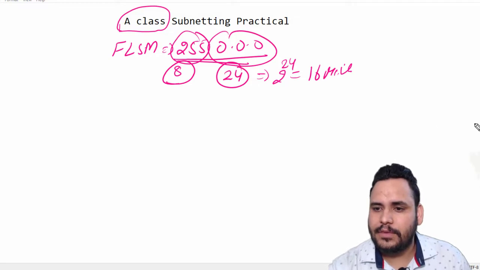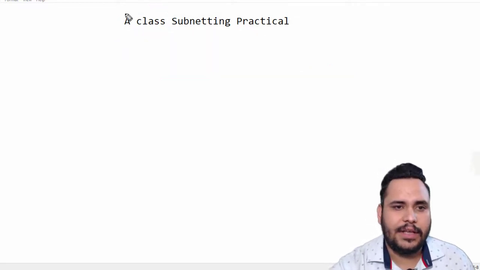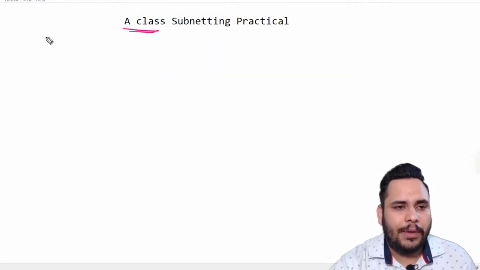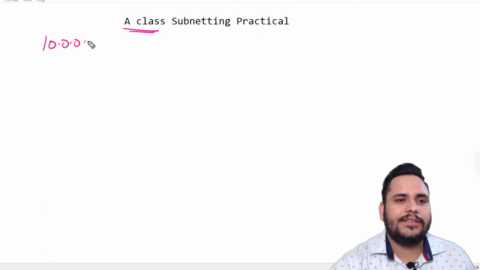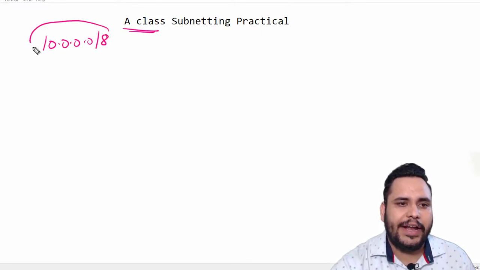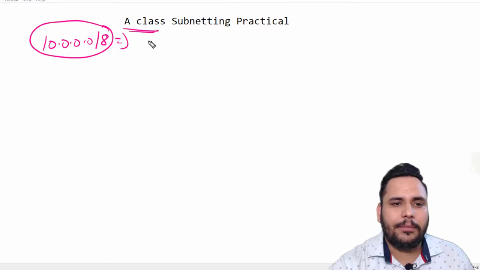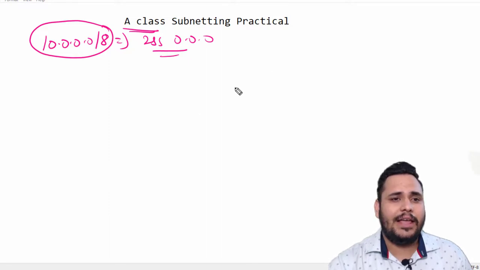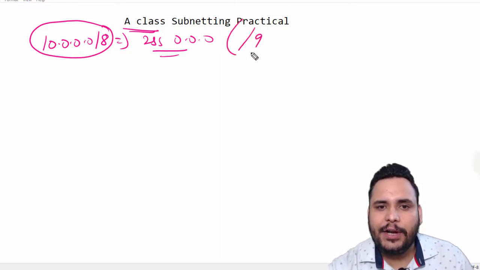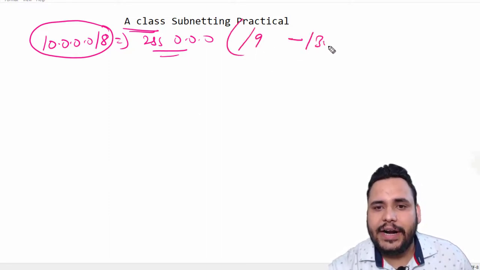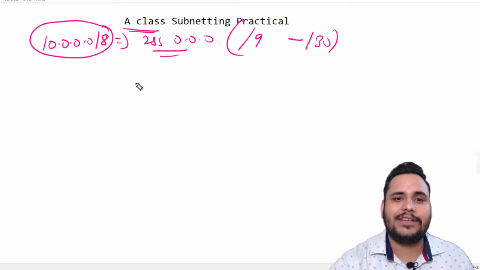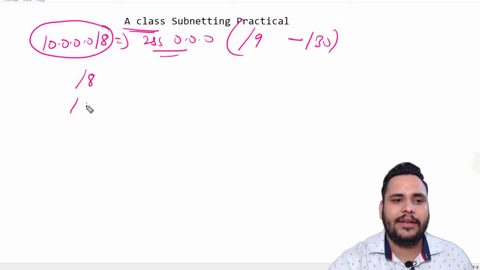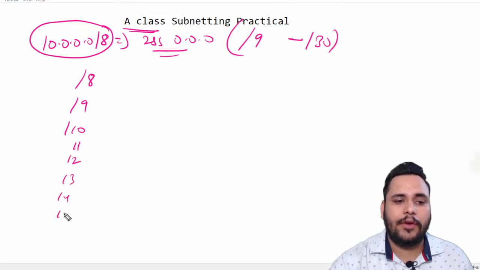Okay, so I will erase this. And now, by default, I am choosing 10.0.0.0/8. So /8 means 255.0.0.0, and this is its fixed length subnet mask. And /8 to /30, like in A class, you can start from 8, 9, 10, 11, 12, 13, 14, 15.